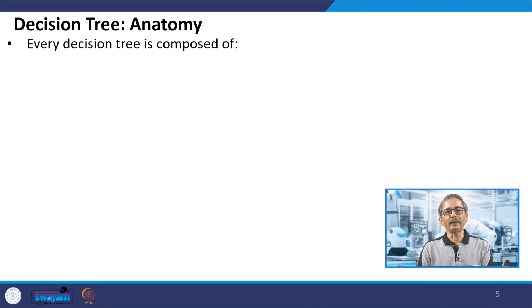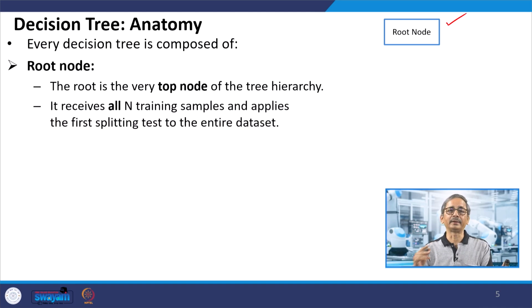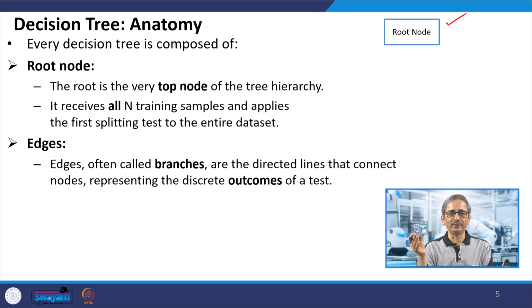Okay, so if we look at the anatomy of a decision tree, every decision tree is composed of a root node, and this is the very top node of the tree hierarchy. This is what we call a root node, and this root node receives all N training samples and applies the first splitting test on the whole data set. Then it has edges, often called branches, like over here. These are called edges, and they are directed lines that connect the nodes, representing the discrete outcome of a test basically.